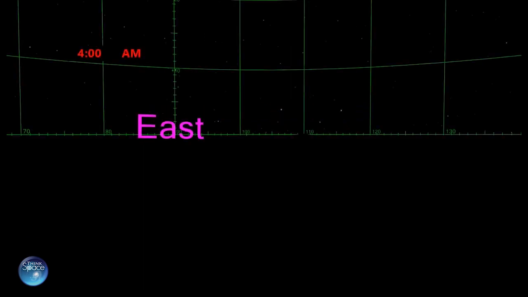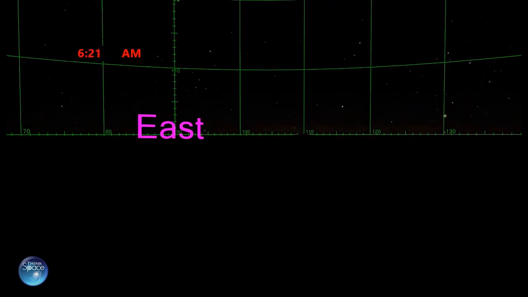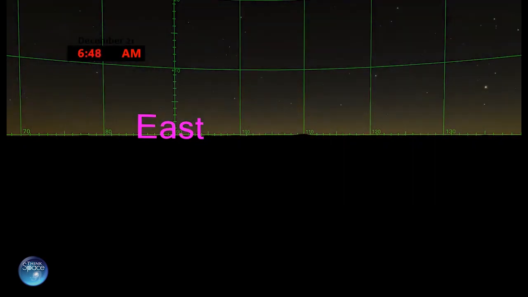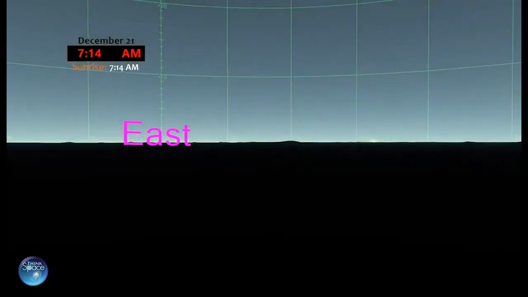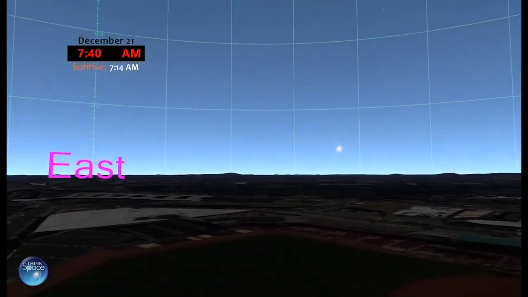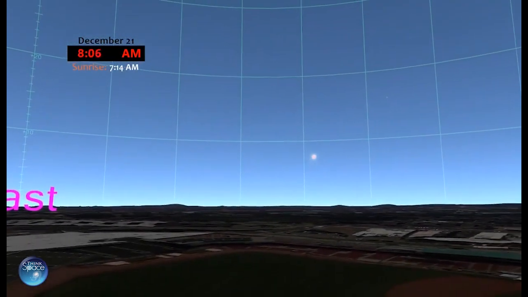Today is December 21st, and eventually we are going to watch the sunrise in Boston, but it's going to take a while. Note the location of the sunrise, which is not exactly to the east. Try to figure out, does the sun rise north of east or south of east? And there's the sun rising at 7:14 a.m.